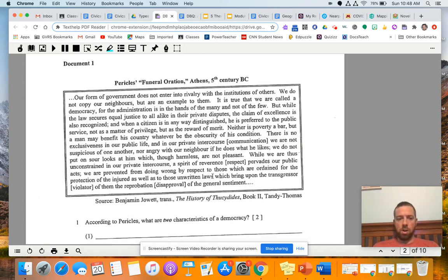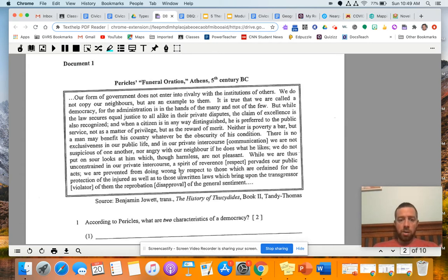Okay, I'm going to stop there because this last part might get a little confusing. We are prevented from doing wrong by respect to those which are ordained for the protection of the injured. In our country, who's in charge of protecting the injured? Who's in charge of protecting the weak? We have policemen, firefighters, public servants, politicians, people who work in hospitals, nurses, doctors, right? So they want to do right. They don't want to do wrong because they respect people who protect the weak.